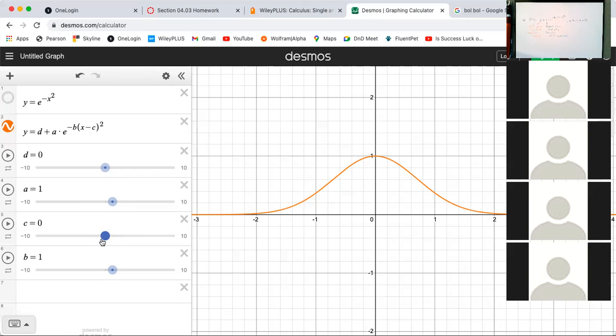So when I change the value of C, we're shifting the graph left and right, but maintaining the shape.